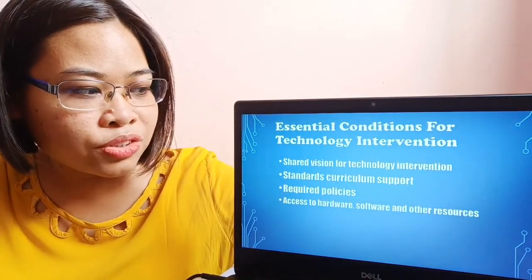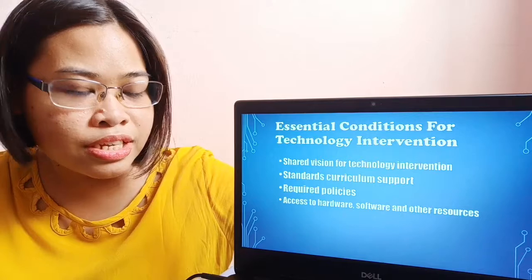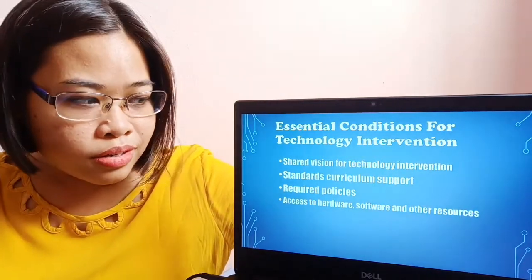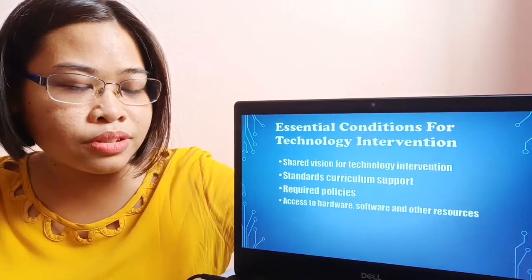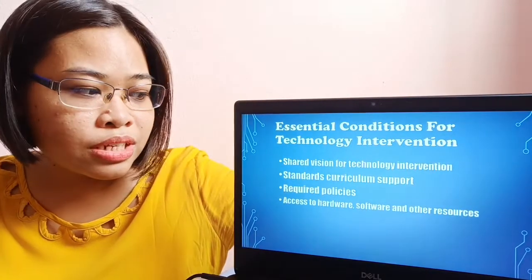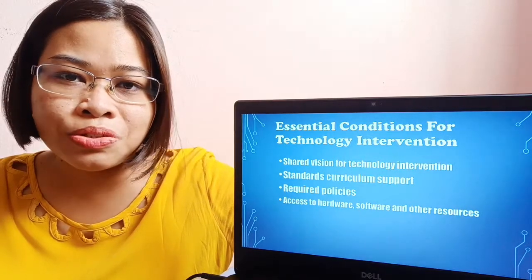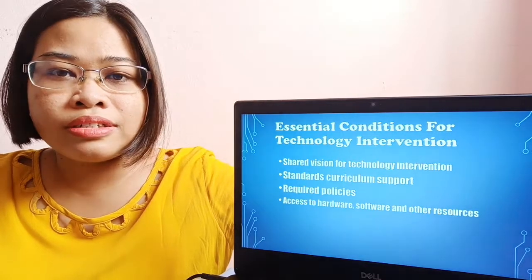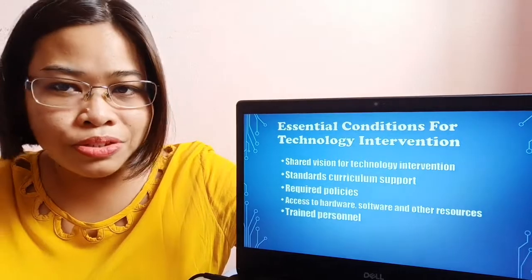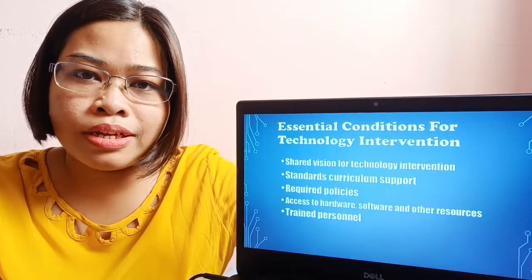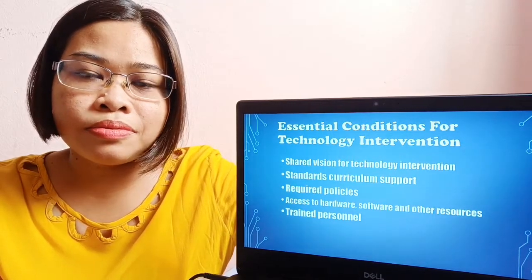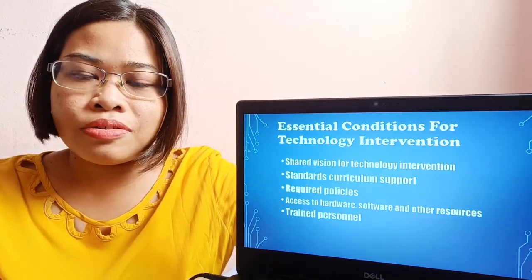Access to hardware, software, and other resources. This should also be included in the planning of the technology integration for us to maximize the use of the media or the technology in our classroom instruction. Trained personnel. Of course, there are also people that are needed to be in charge in the handling of our technology or media in the school.